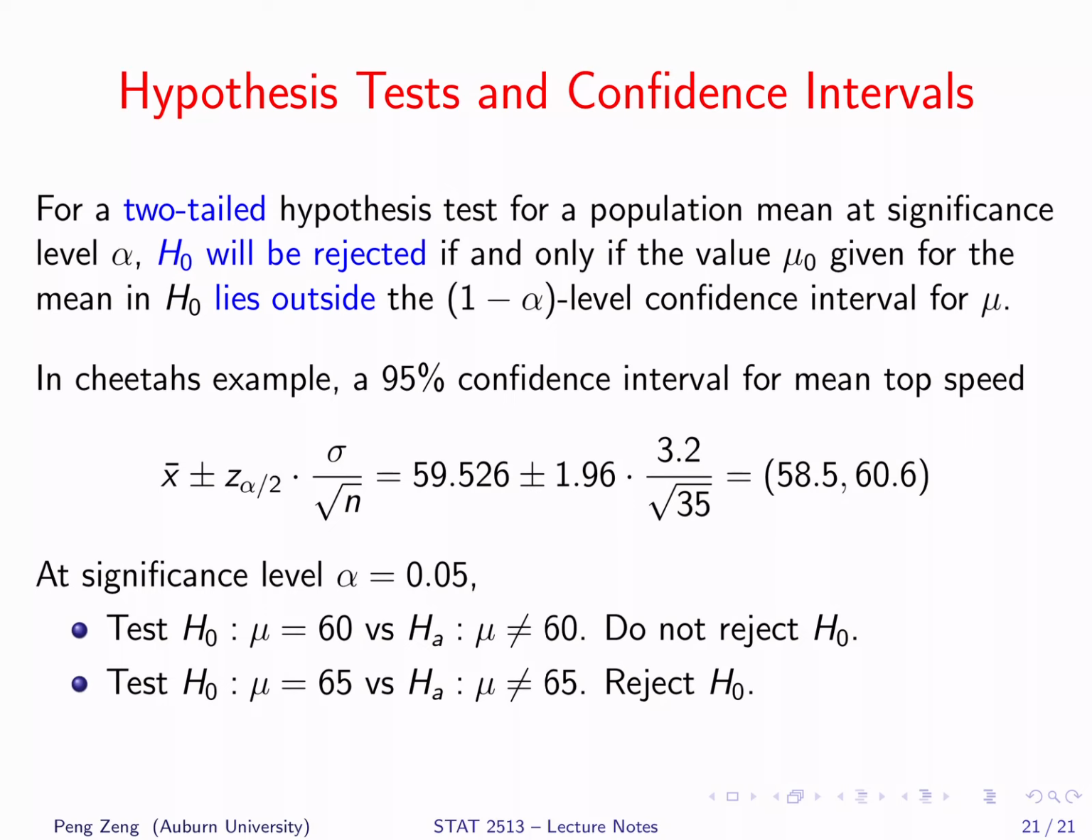If we want to test a different hypothesis, for example, H0 is mu equals 65, because this confidence interval does not contain this value, we reject H0. When using this connection, we need to pay attention to two issues. Firstly, alpha should match. A 95% confidence interval corresponds to significance level 0.05. Secondly, the test must be two-tailed.